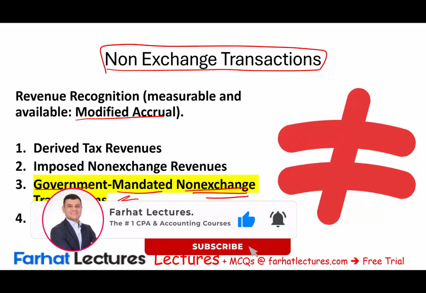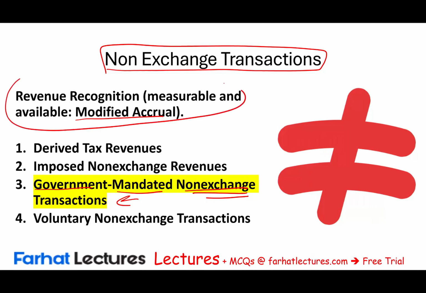Now, knowing revenue recognition rules, modified accrual is a prerequisite, and we had a whole session about this. In this session, we'll focus specifically on government-mandated non-exchange transactions. How do we handle those transactions from a journal entry perspective? What are they? So on and so forth. We already covered the derived tax revenues, the imposed non-exchange revenues, and you know what's coming next, the voluntary non-exchange. Notice mandated versus voluntary. Let's go ahead and get started.